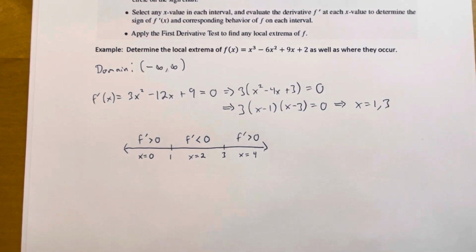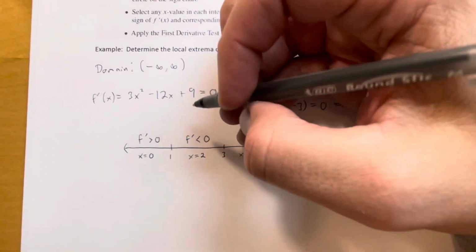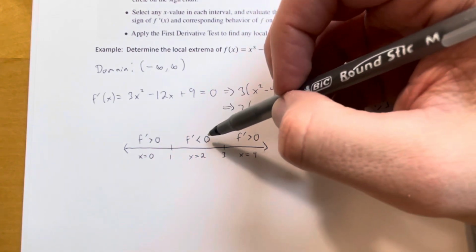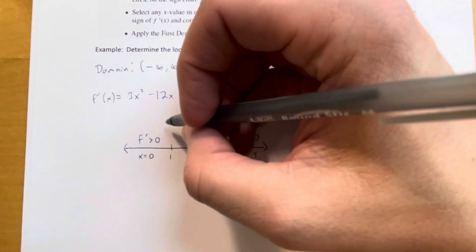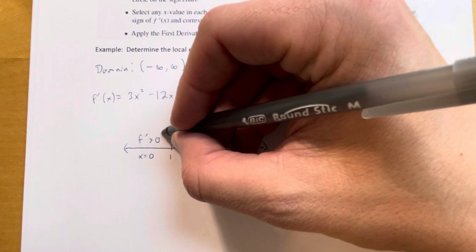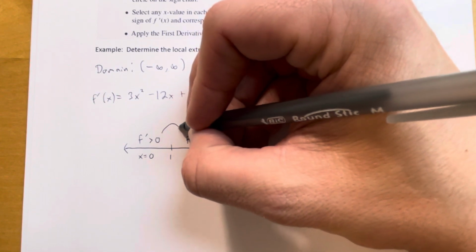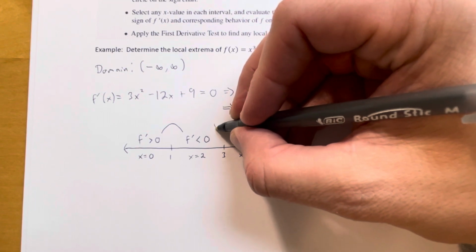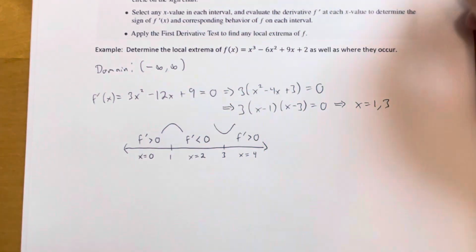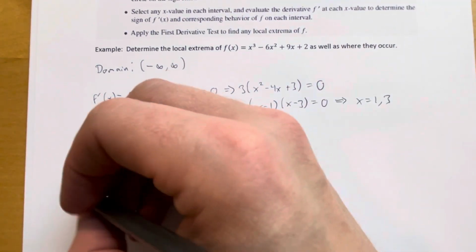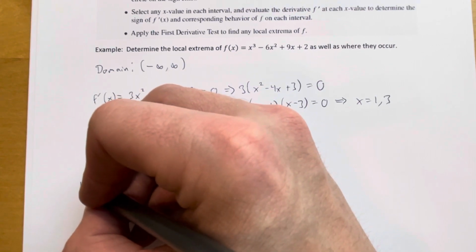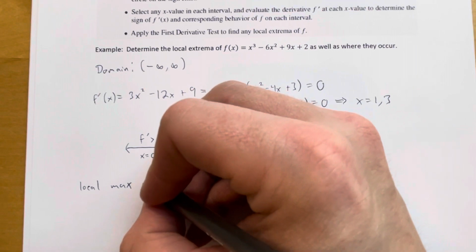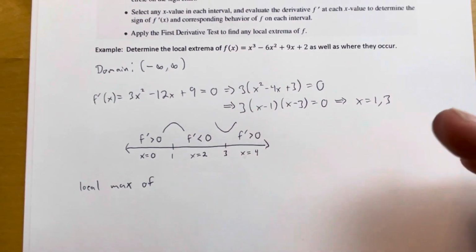Okay? So here's what we're seeing. We're seeing a change from positive to negative, and then a change from negative to positive. If we go from positive to negative, that means our function is going from increasing to decreasing. And if we're going from negative to positive, that means we are going from decreasing to increasing. So our first derivative test says that we have a local maximum of... Now, here's the next thing.